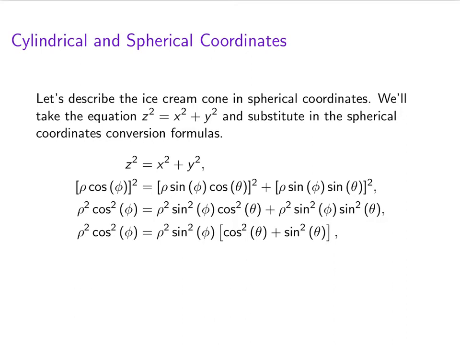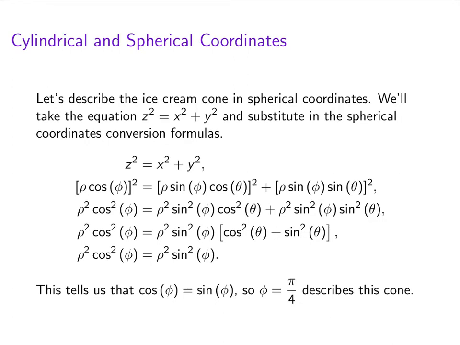Notice that on the right side we can factor out rho squared sine squared phi. And then we have in brackets cosine squared theta plus sine squared theta. Well, we know what to do with that. So we end up with rho squared cosine squared phi equals rho squared sine squared phi. Nice looking equation. So that really tells us that cosine phi is equal to sine phi. So here we go, a nice, really simple equation that describes the cone.